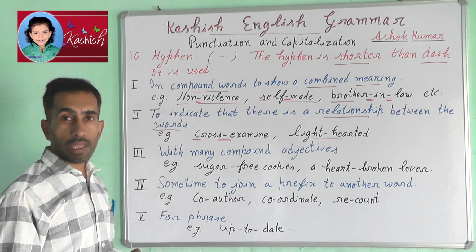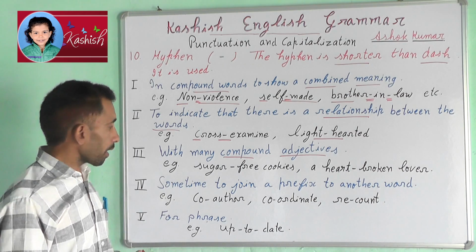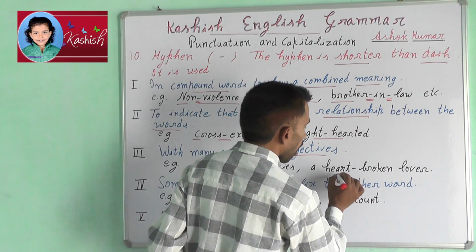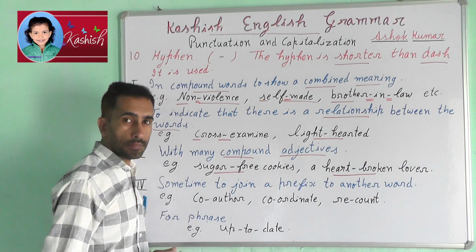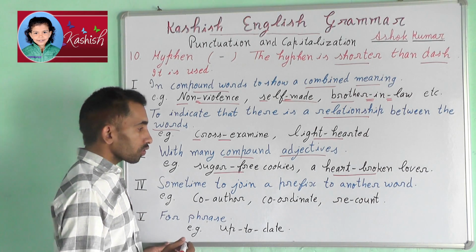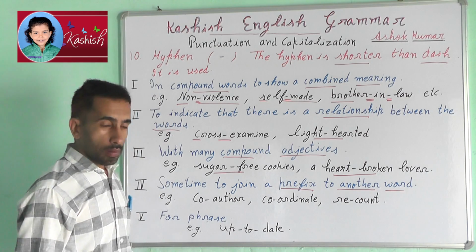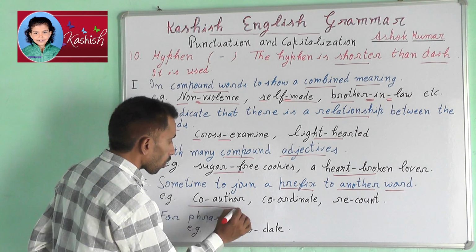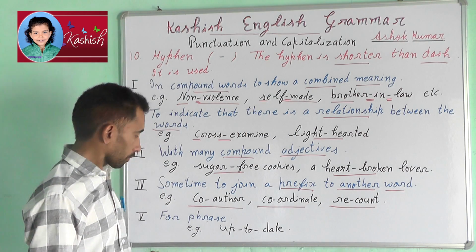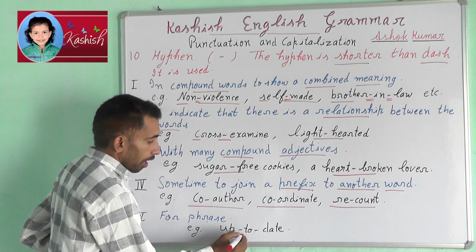Third, with many compound adjectives. For example, sugar-free cookies, a heart-broken lover. Fourth, sometimes to join a prefix to another word. For example, co-author, co-ordinate, re-count. Fifth, for phrases such as up-to-date.